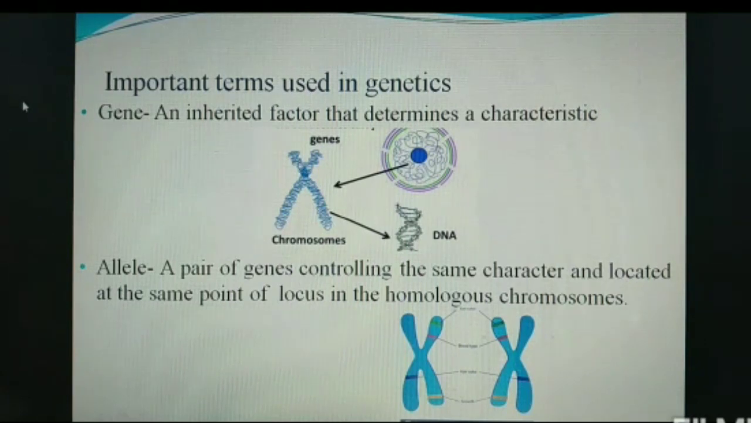Another example, if you consider eye color. Some people may have black eyes, some people's are blue, some people's are brown. So, eye color is a character. This character is determined by a particular gene. This black, blue, brown are the 3 different forms of that eye color. So, these black, blue, brown are called alleles.